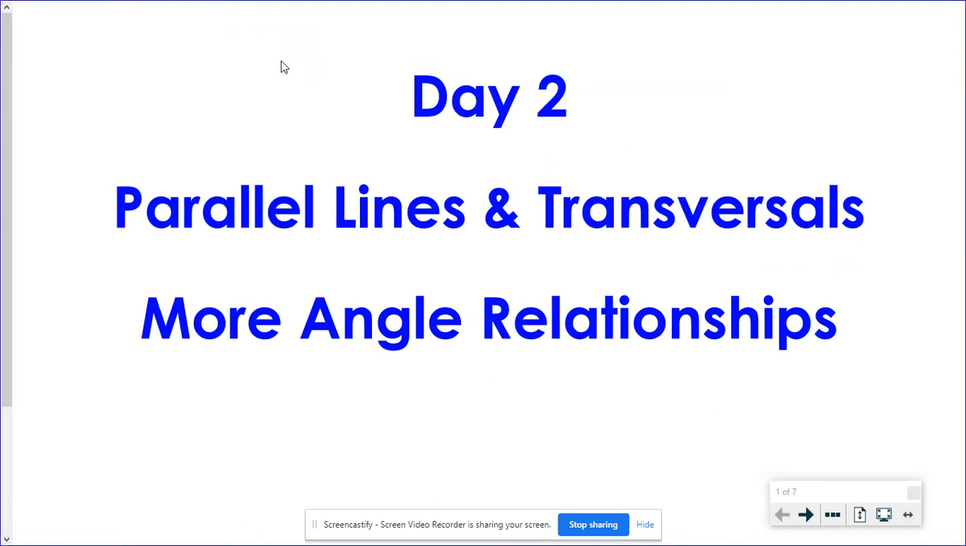Hello, math students. We're going to talk some more today. Yesterday, we didn't actually talk about parallel lines at all. We just had different angles that were created when we had lines intersecting. Today, we're actually going to be looking at parallel lines with what's called a transversal line, and then the angle relationships that we get from that.